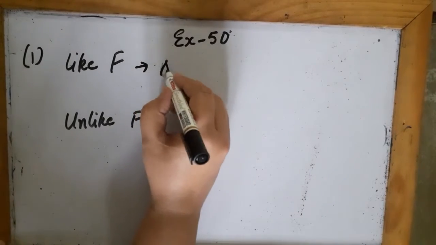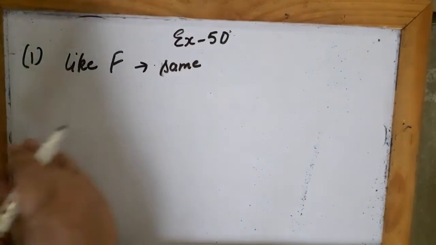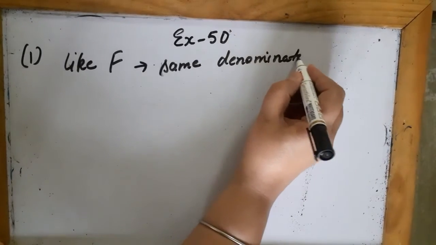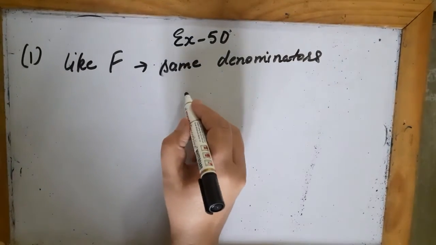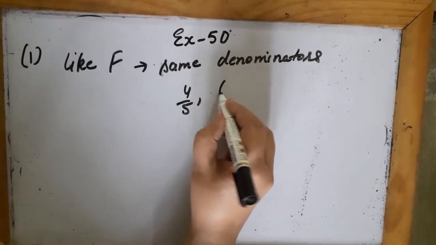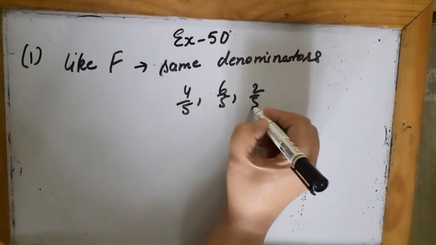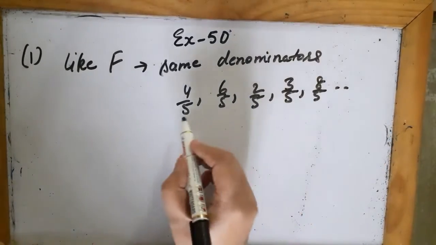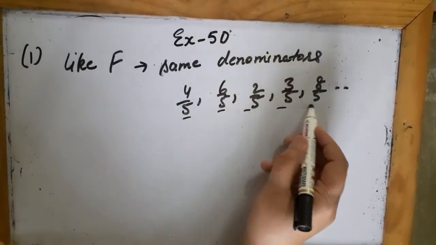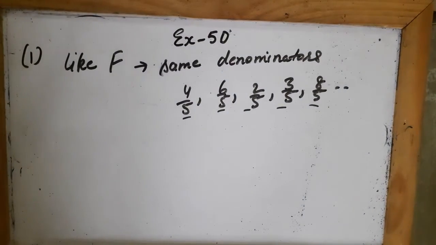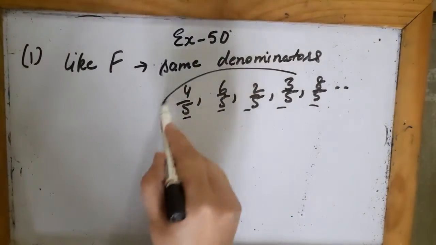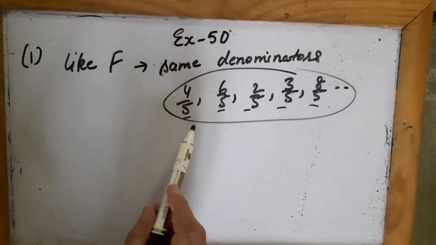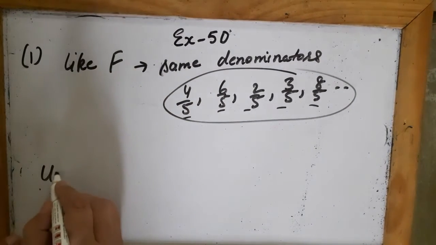So these are the fractions with same denominators. Like the examples are, like I can say 4 by 5, 6 by 5, 2 by 5, 3 by 5, 8 by 5, and so on. All of these you can see the denominator is 5. So these are all like fractions. So what are like fractions? Like fractions are the ones which have the same denominator.